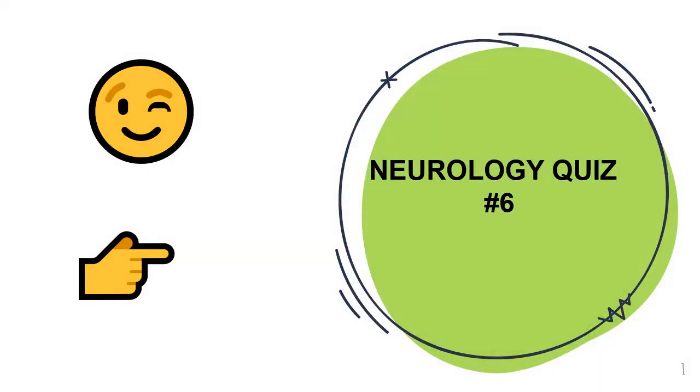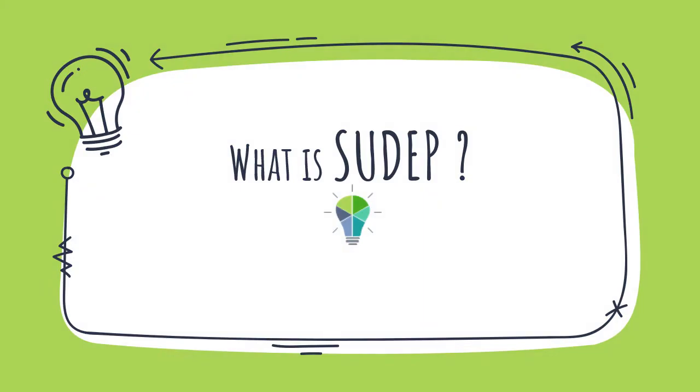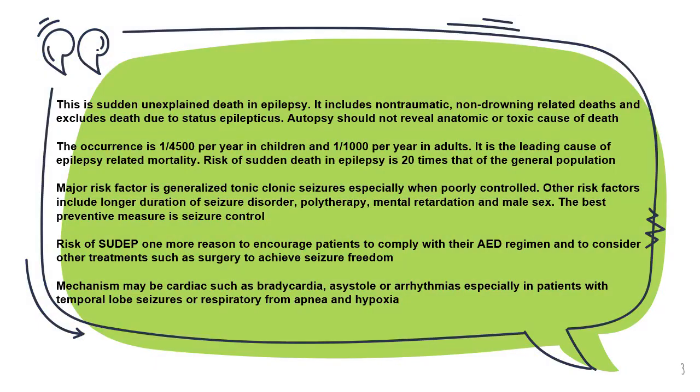Neurology Quiz number 6. What is SUDEP? This is sudden unexplained death in epilepsy. It includes non-traumatic, non-drowning related deaths and excludes deaths due to status epilepticus. Autopsy should not reveal anatomic or toxic cause of death.